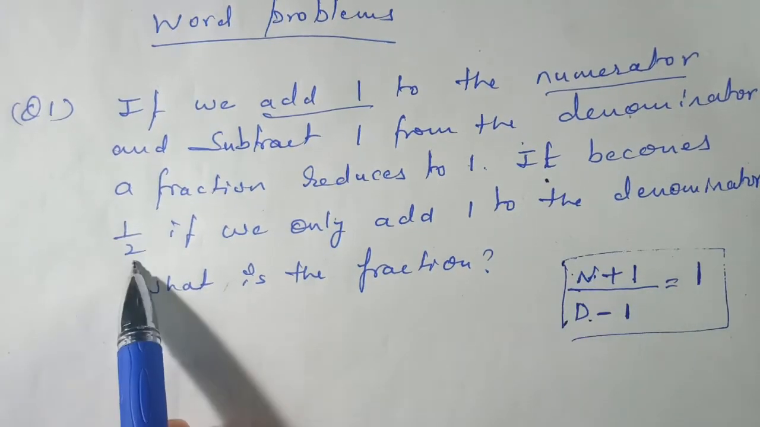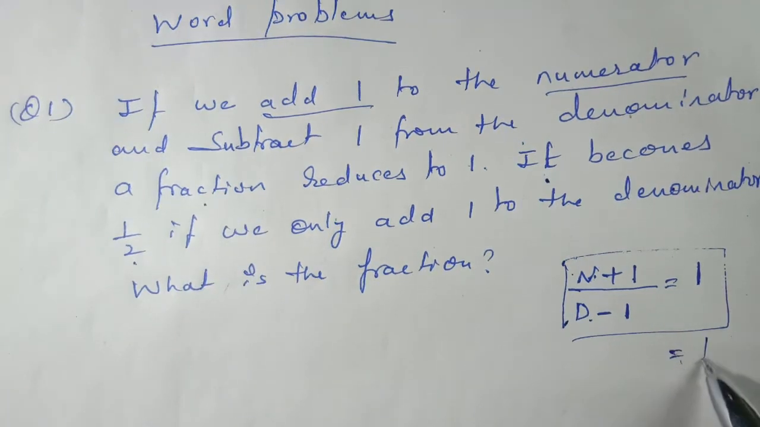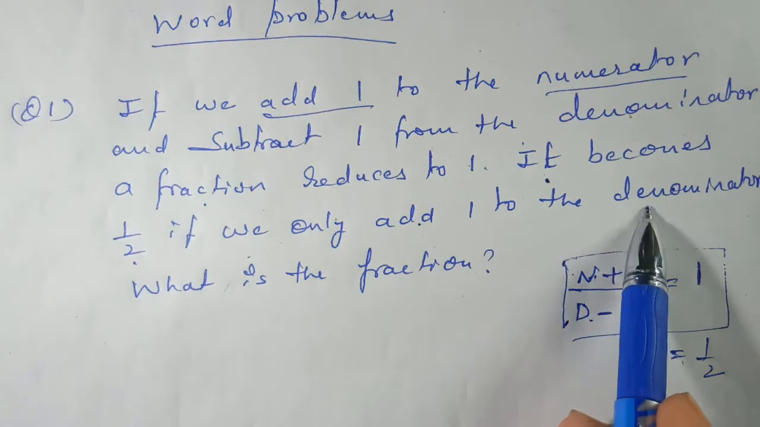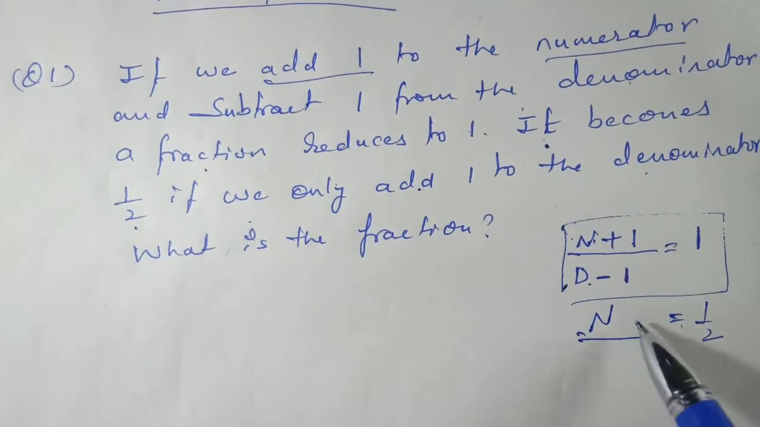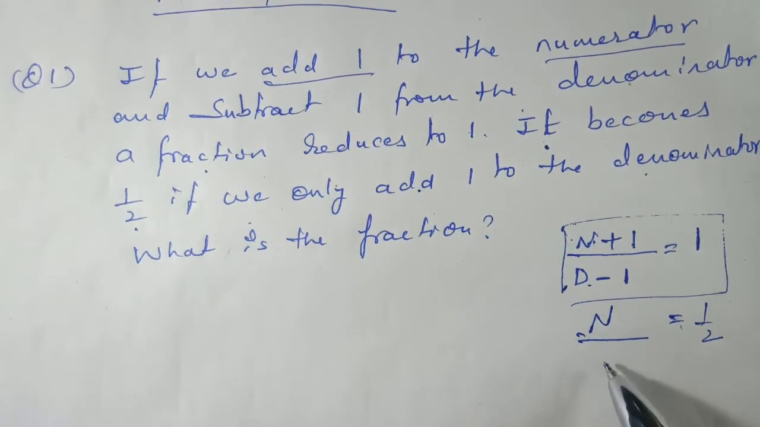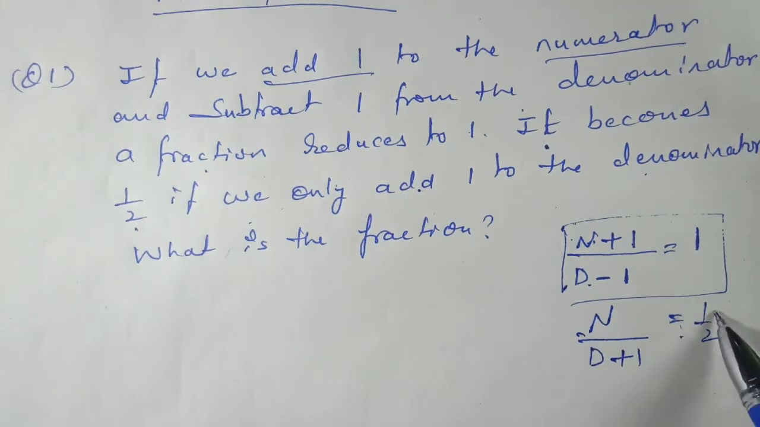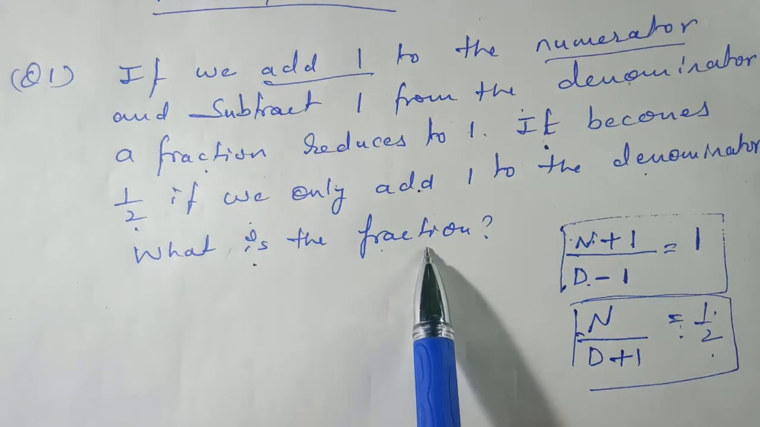The fraction becomes half if we only add 1 to the denominator. It means on the numerator we are not adding or subtracting anything, but in the denominator we are adding 1, then the fraction becomes half. These are the two conditions that are given. What is the fraction? We have to find the fraction.